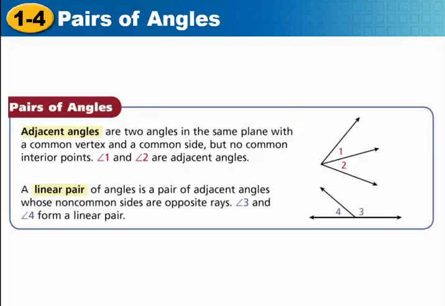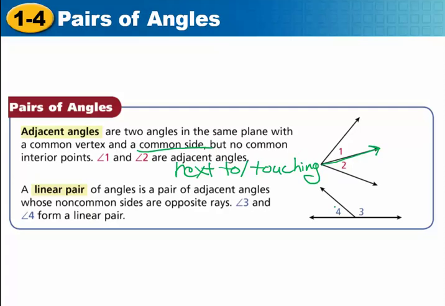The first two that we're going to look at are adjacent angles. Adjacent angles are two angles in the same plane that have a common vertex. Right here's their common vertex, and they also have a common side. So that ray there is shared between angle 1 and angle 2. Those are called adjacent angles, basically next to each other, and they're touching as well. They have a shared, common side.